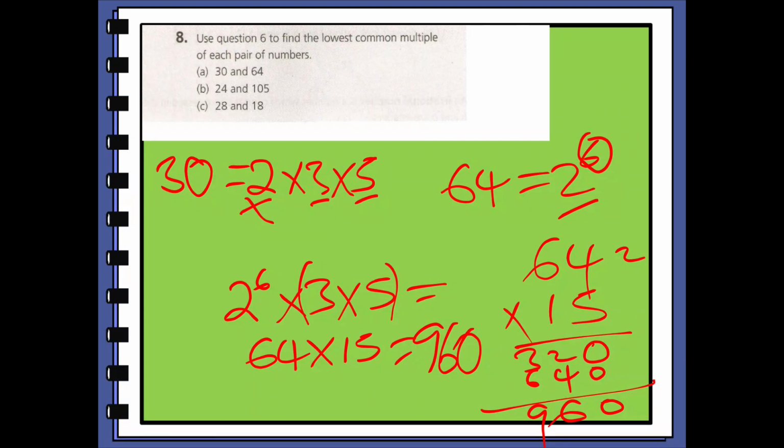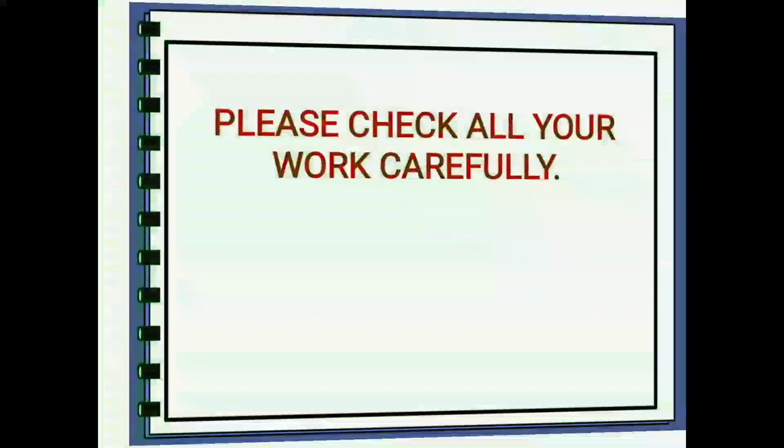So the lowest common multiple of 30 and 64 is what? 960. So I want you to use this method to find the answers to B as well as C. Okay, we'll stop here for today. All right.